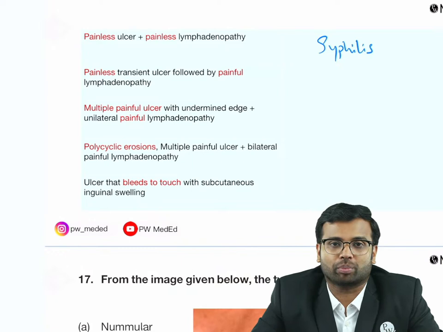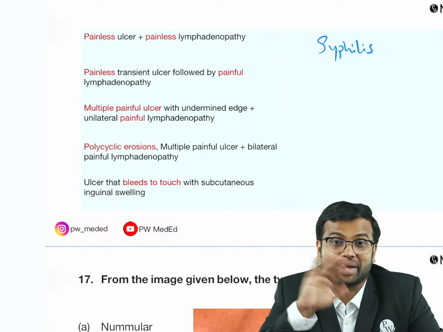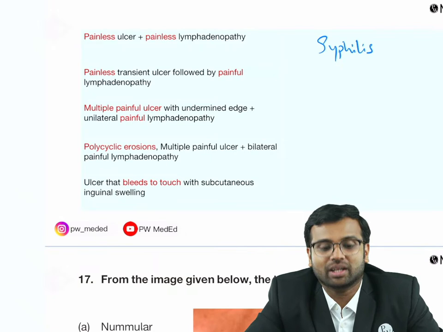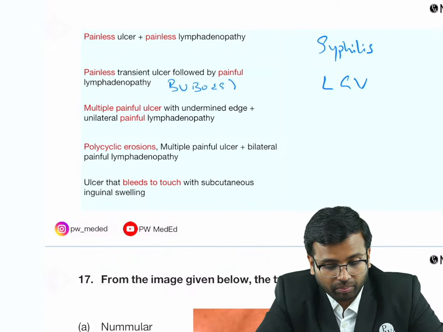Now coming to the next one, where do you find a painless transient ulcer followed by a painful lymphadenopathy? Here what is happening? The ulcer is painless, but the lymphadenopathy is going to be painful. Where do you find this? Remember, whenever you say painless ulcer, LSD. Fine. So here what is the answer? So here this is going to be LGV. So in LGV, you may get a painful bubo. So these are going to be called as painful buboes.